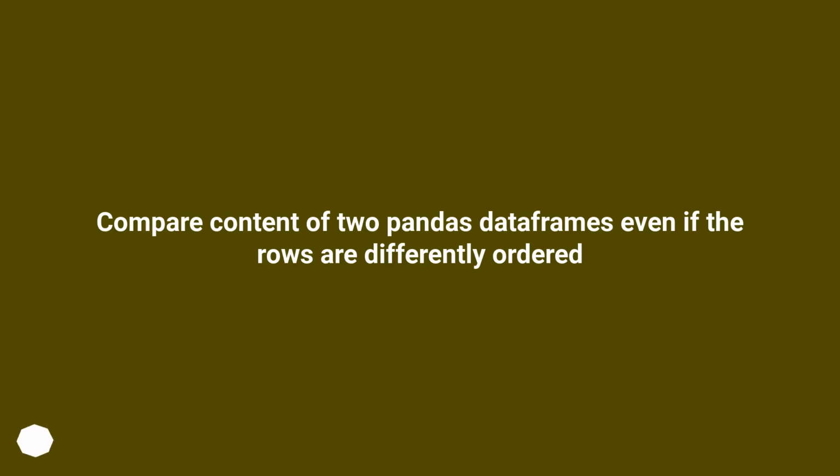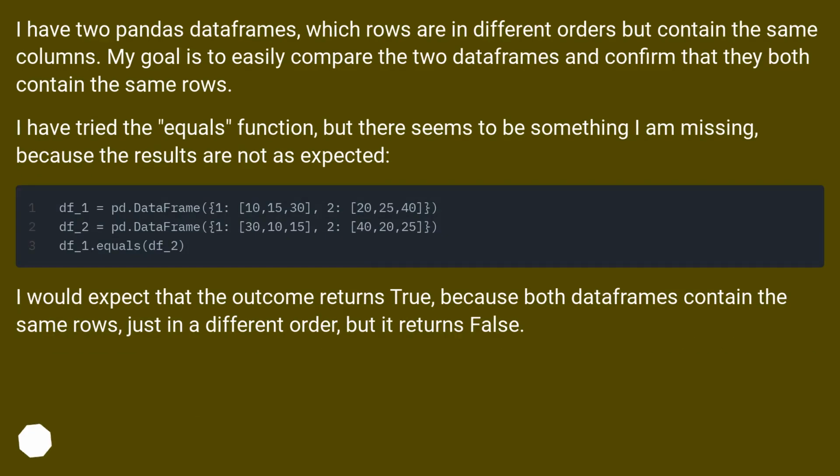Compare content of two pandas data frames even if the rows are differently ordered. I have two pandas data frames, whose rows are in different orders but contain the same columns. My goal is to easily compare the two data frames and confirm that they both contain the same rows.